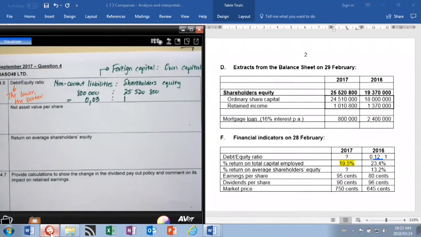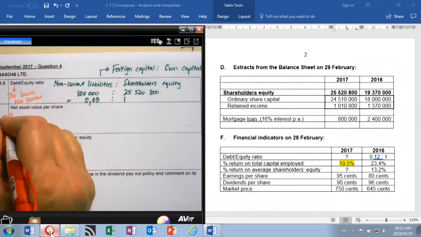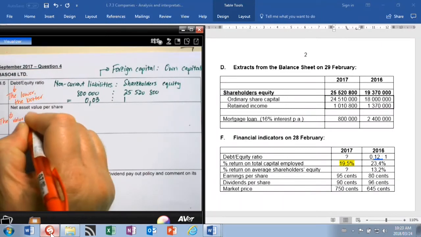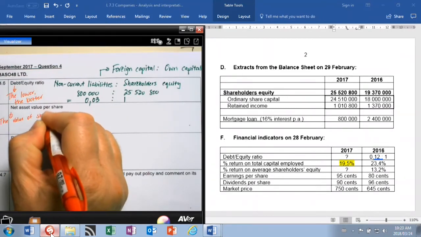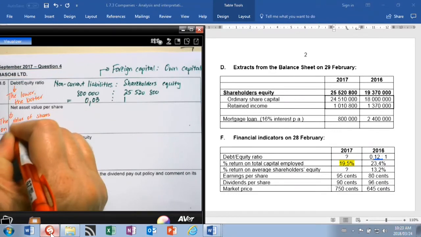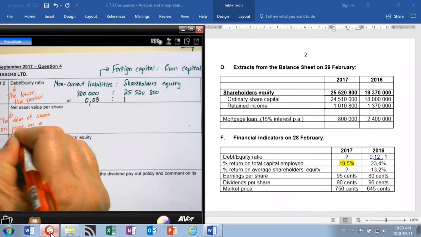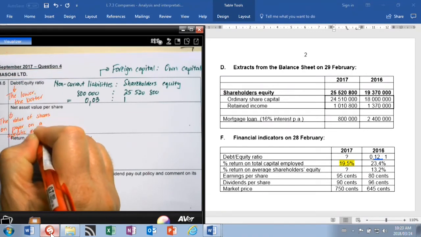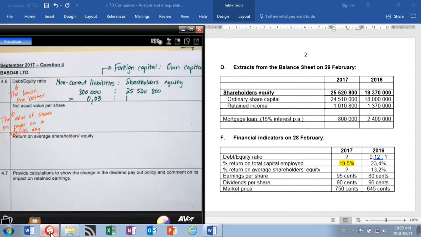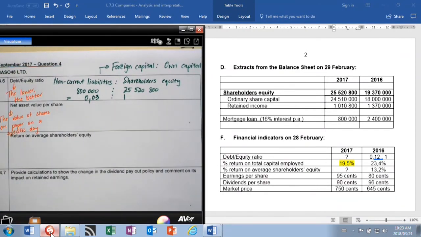Net asset value per share. What is the meaning of that word? What is the meaning of the net asset value per share? The value of shares on paper on a specific day. Okay, meaning on the last day of the year, we are on the 29th of February 2017, and we just calculate what is the net asset value today.